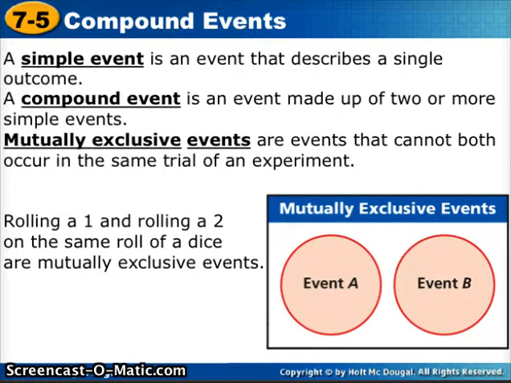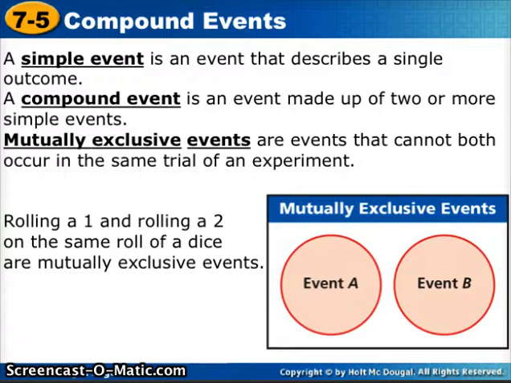A simple event is an event that describes a single outcome. The probability of A, that's a single event. A compound event is made up of two or more simple events. Probability of A and probability of B.